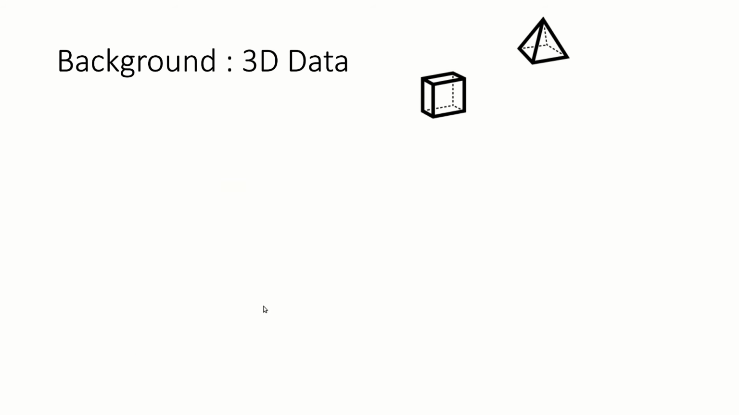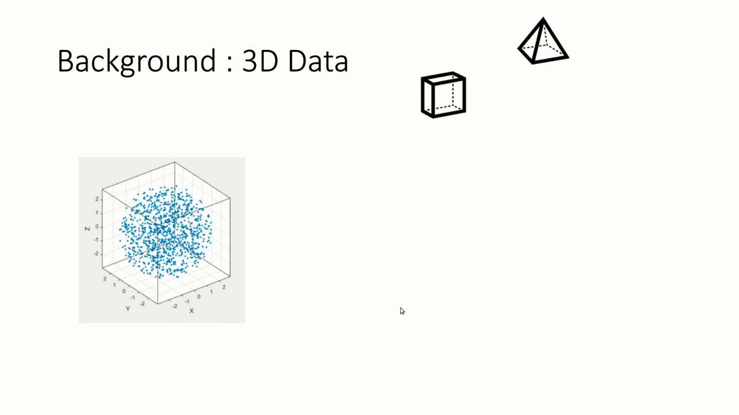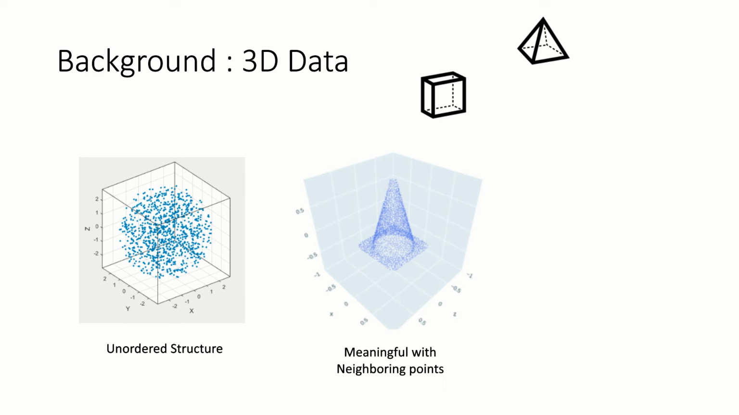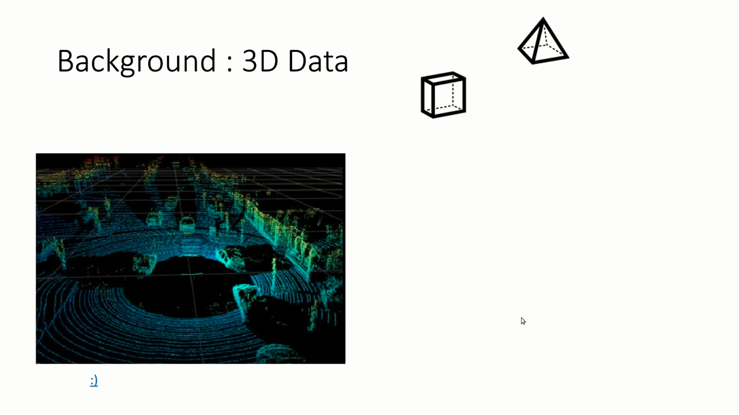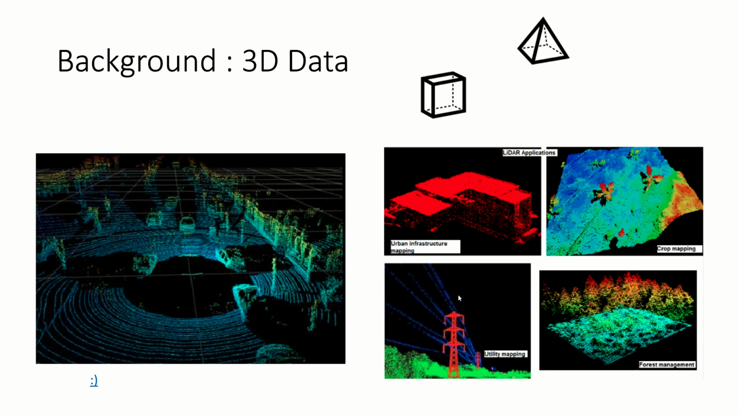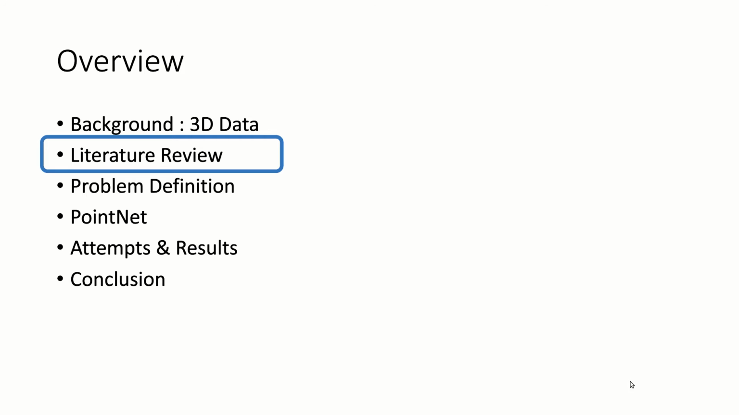Although it has many different properties, I need to mark these ones. It has an unordered structure, it is meaningful with neighboring points, and the object the point cloud describes is invariant under transformations. It is a data type frequently used in the industry. The left image is an example from autonomous driving technology. The right image includes 4 different mapping examples from the industry.